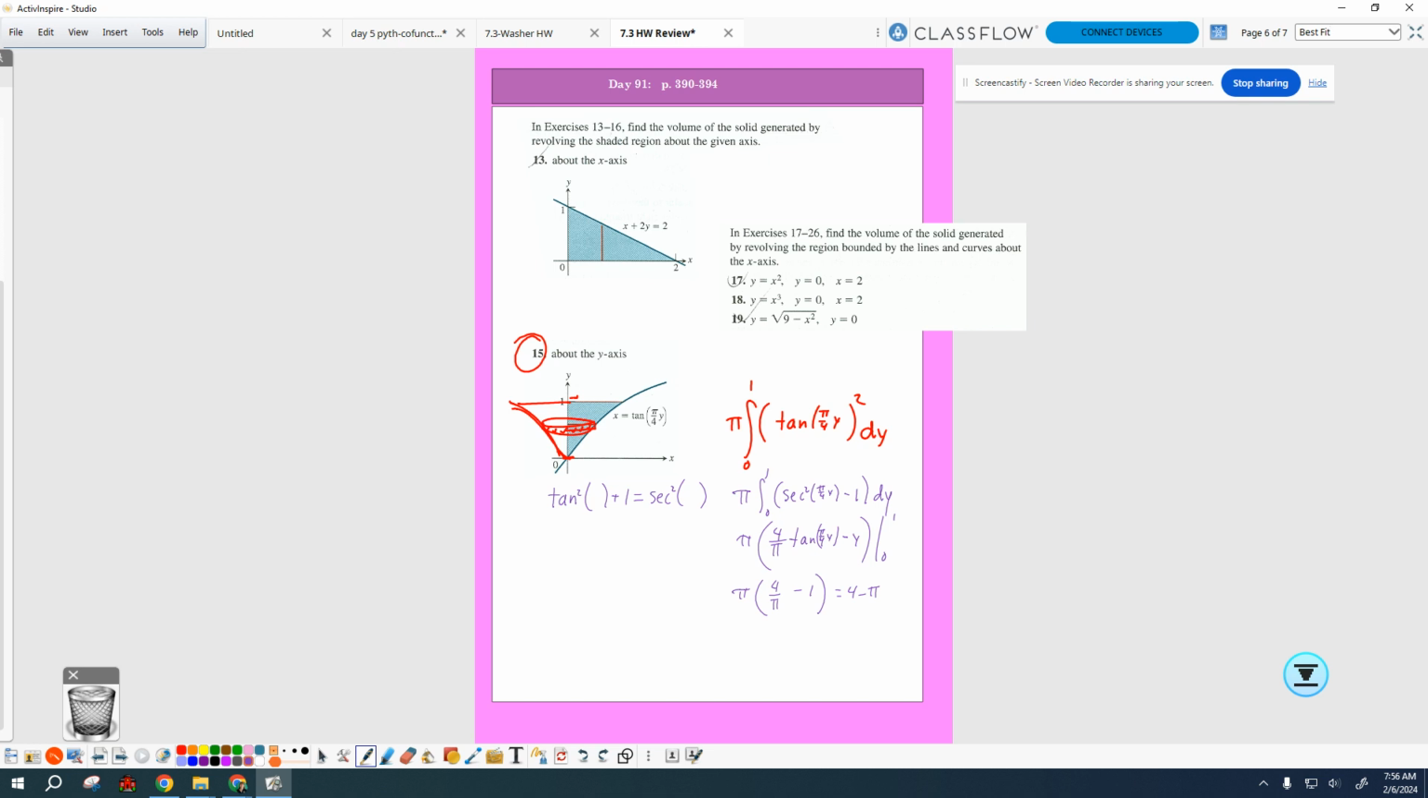So disk method means the circles are solid. So it's a whole circle, and it's just pi r squared to find the area. Washer method, you've got a circle with a hole in it. So it's the area of the big circle minus the area of the hole. That's all.